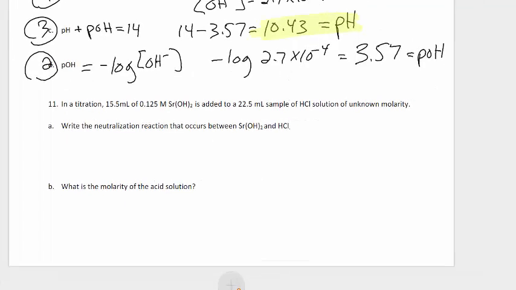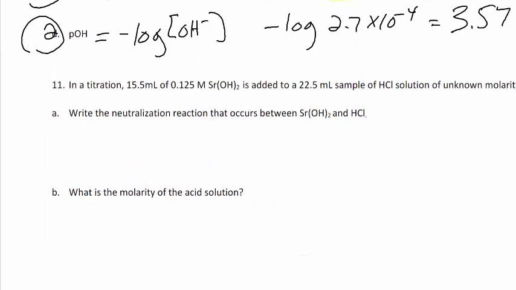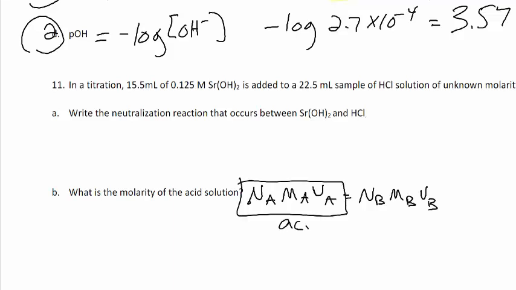Right, in our last question, we're doing a titration. There's an equation for titration. It's NaMaVa equals NbMbVb. One side is all about the acid, and the other side is all about the base. And we set them equal to each other because when you do a titration and you reach the equivalence point, the amount of H and OH are equal to each other.